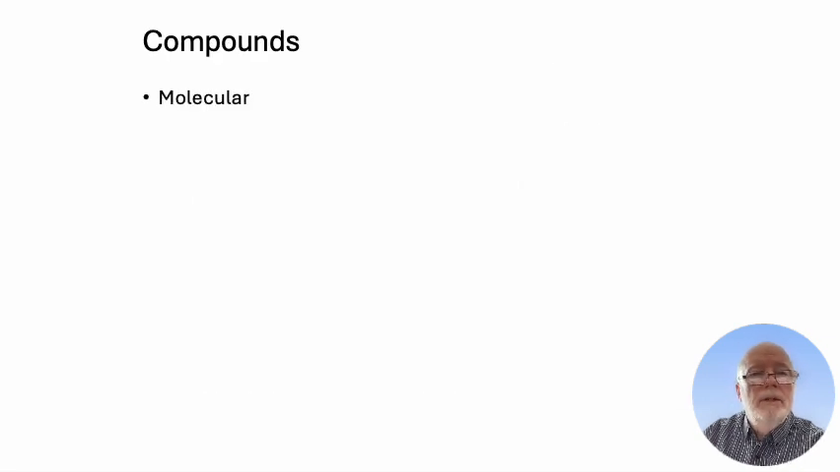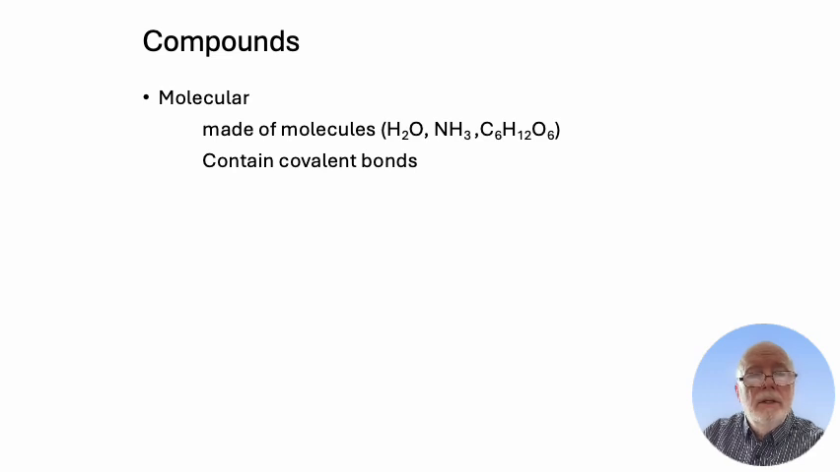All right, so compounds can be put into 2 different categories. We can have molecular compounds made of molecules. They all contain covalent bonds, and they consist of nonmetals only. So we can see hydrogen, oxygen. Now you might wonder, I thought hydrogen, which is in all 3 of these examples, was a metal.